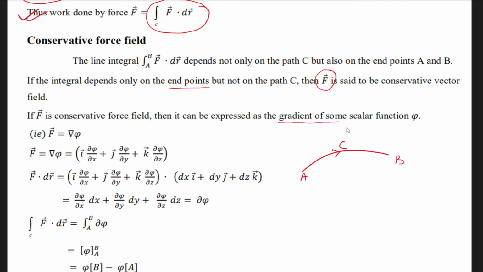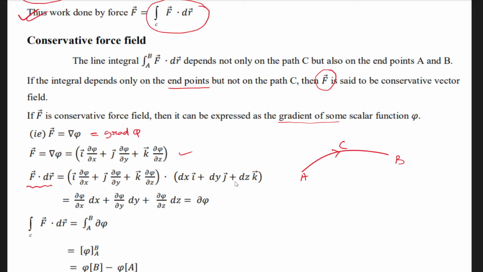So this is what I am mentioning. We already know this. If f bar is conservative, then you can write f bar equals nabla phi, gradient phi. We know that grad phi is i cap del phi by del x plus j cap del phi by del y plus k cap del phi by del z. Now if we want to find f bar dot dr bar, this is f bar and dr bar means dx i cap plus dy j cap plus dz k cap.